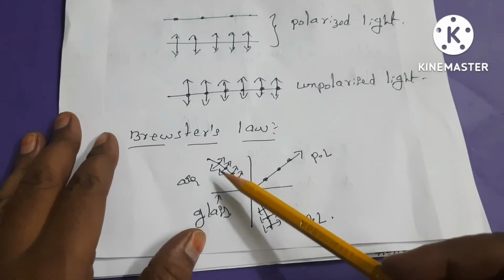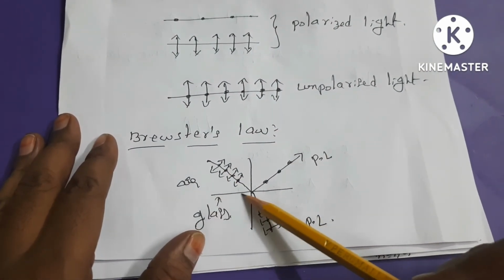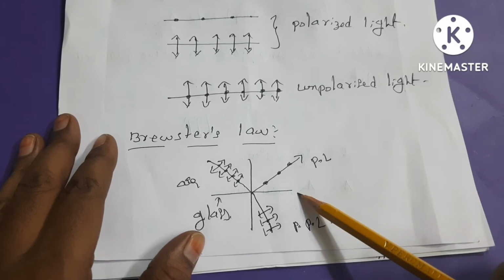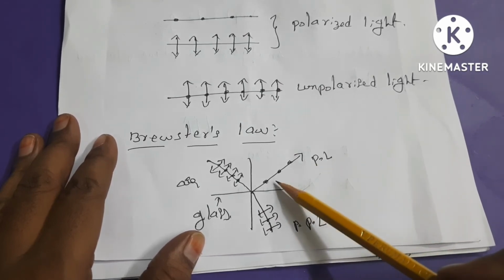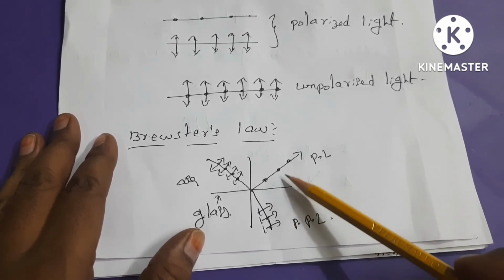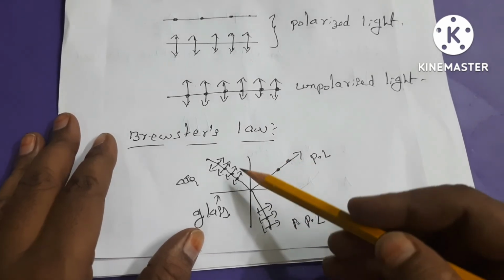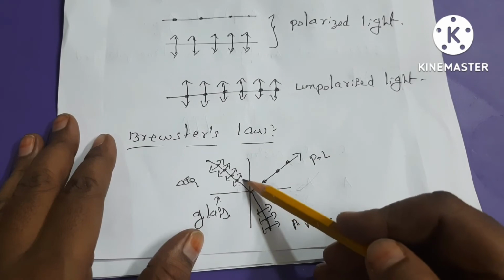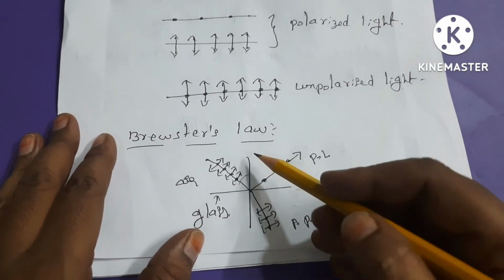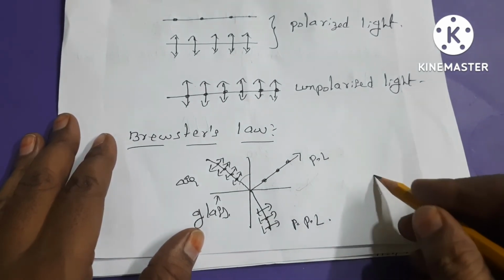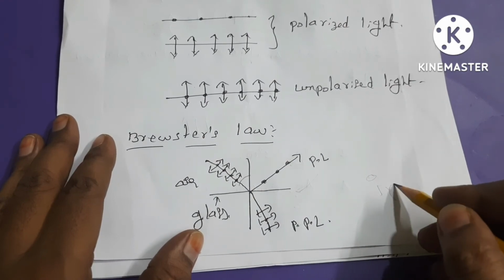Brewster's law: unpolarized light falls on a material, here we are taking glass. The reflected light is completely polarized, and the refracted light is partially polarized, and this is the angle of polarization. It is represented by IP.